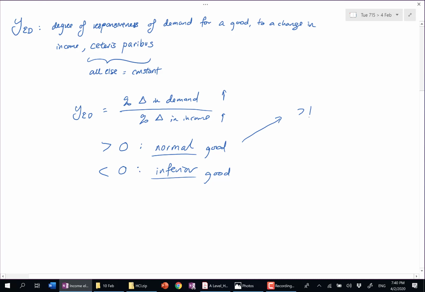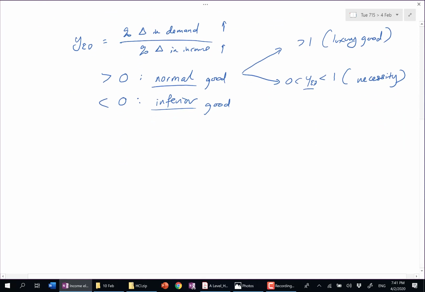It can be greater than 1. It can be smaller than 1, but of course greater than 0, between 1 and 0. So you are going to learn now that normal goods can be split into 2 kinds: luxury goods, or necessities. Inferior goods, we don't bother splitting.